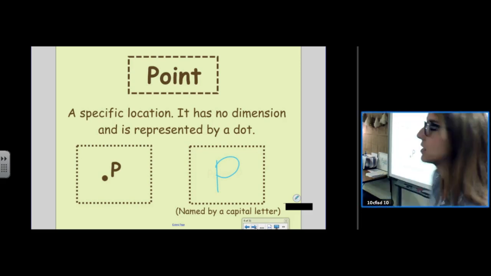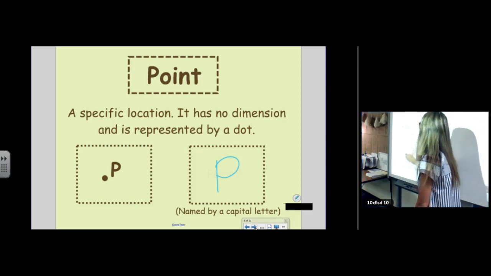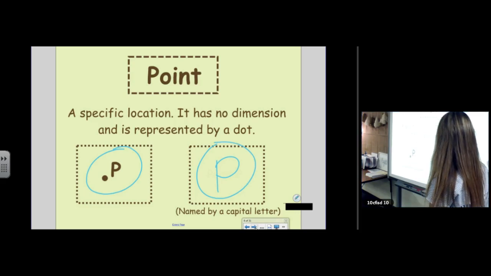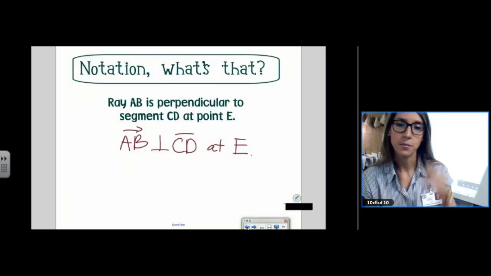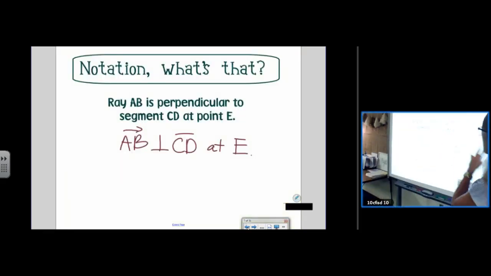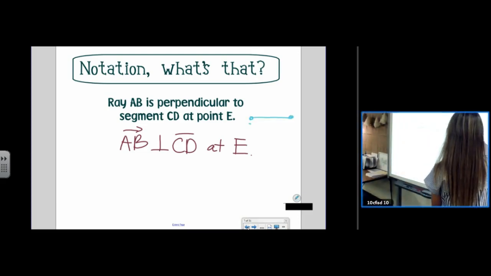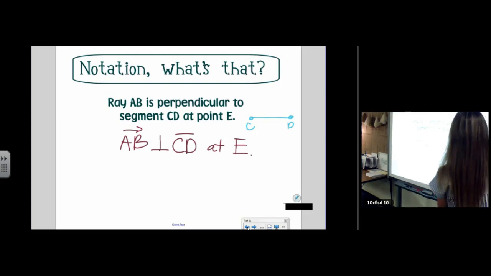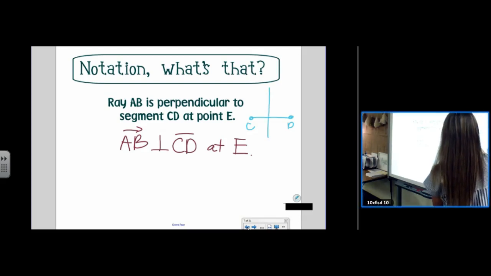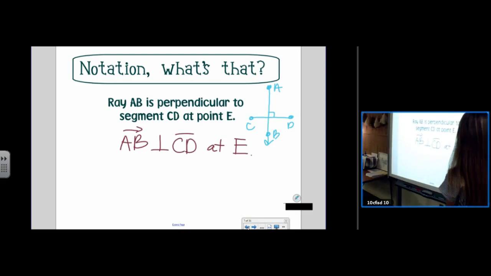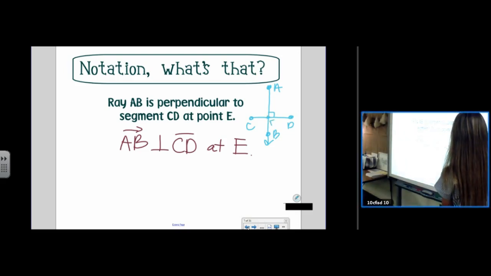I want to make sure you understand the difference between these two. This is a diagram. This is notation. So if I were to go back to this, let me draw a diagram of this situation. So I've got segment CD. I've got ray AB. Ray AB. It's perpendicular to segment CD at point E.